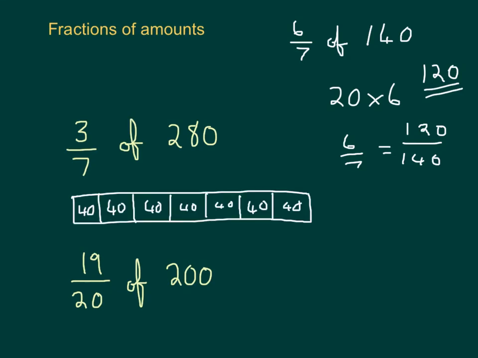So 280 split into 7ths means that each 7th is 40. 40 times 7 is 280. So 3/7 must be 120.